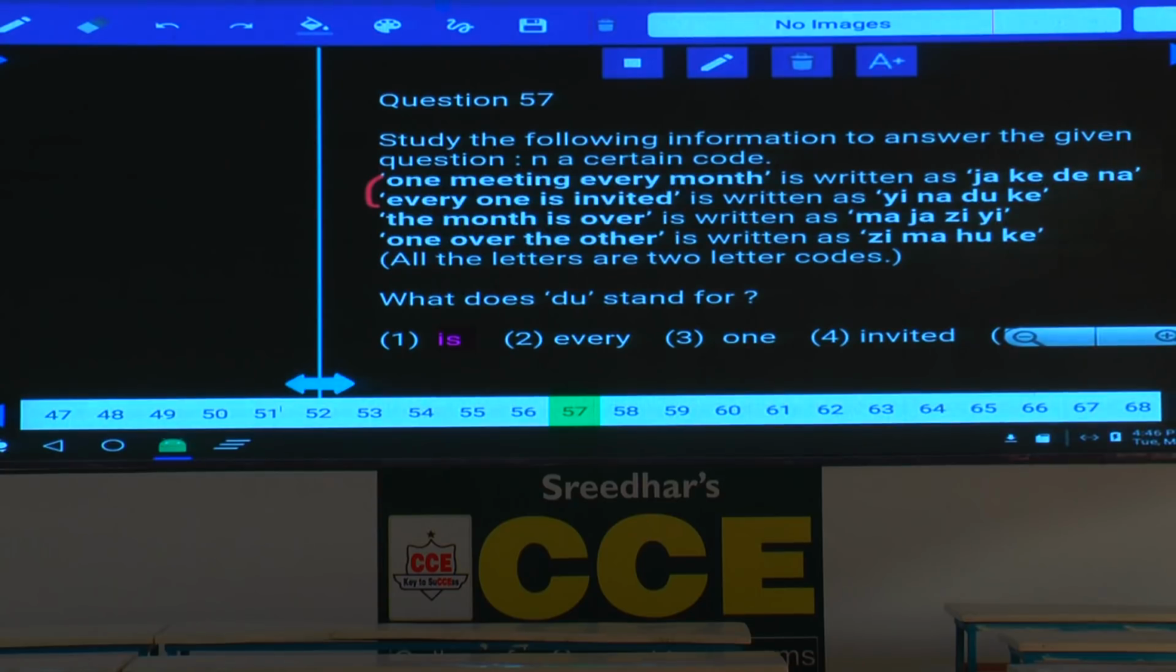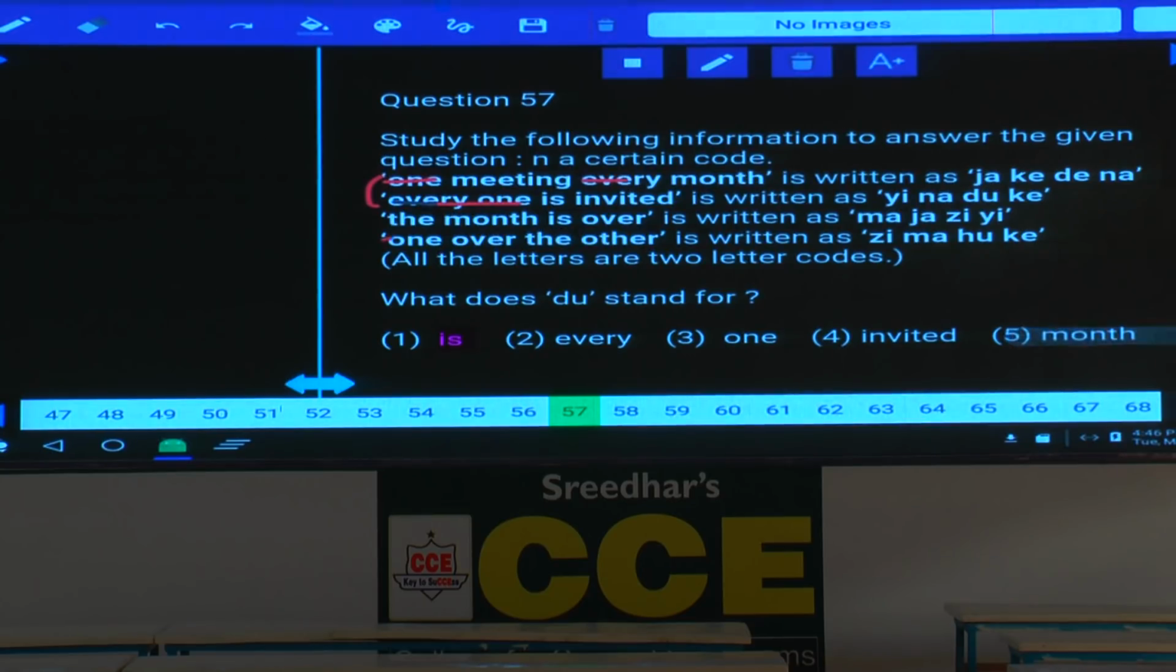One meeting every month, everyone is invited, isn't it? Everyone are the two words which are common here also, everyone. Next one, everyone, no one. Now if you compare the first, second and the third, tell me which word is common here, everyone and one. One is the only word which is common among the first, second and fourth.